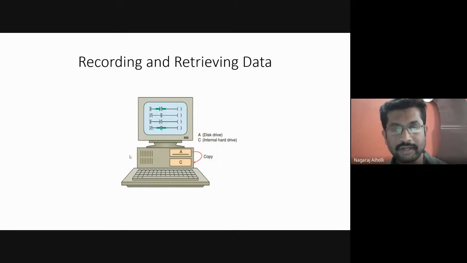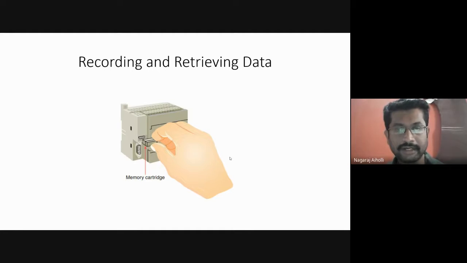This is where we are copying the program from the disk drive to the hard drive. Disk drive is your CD or floppy disk or whatever it is. From there we are copying it into the hard drive of your computer, or to the memory of your PLC. Hard drive is the one having higher memory capacity, in terms of terabytes or gigabytes. It's a high capacity memory device.